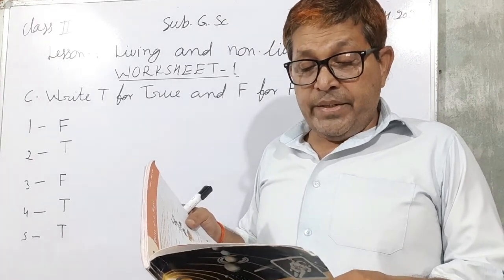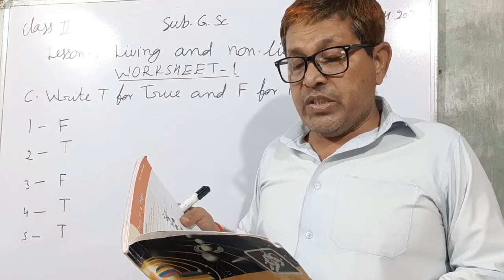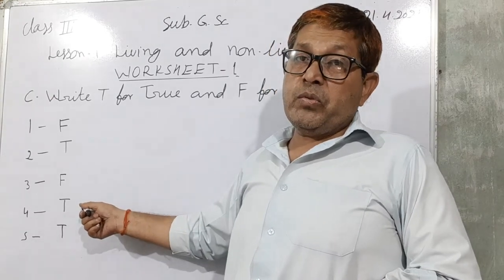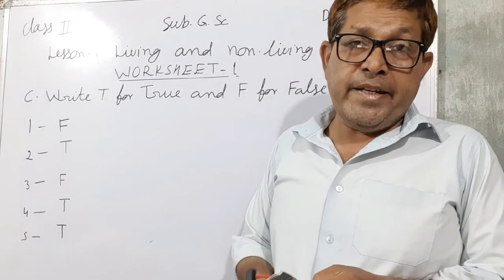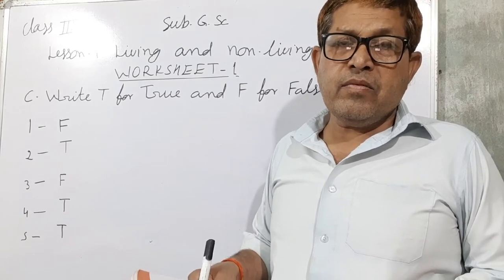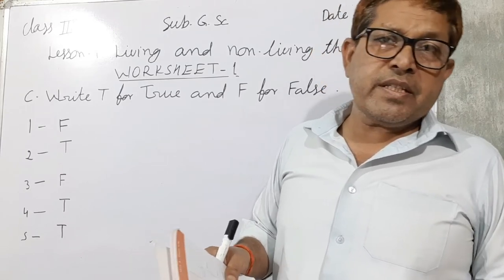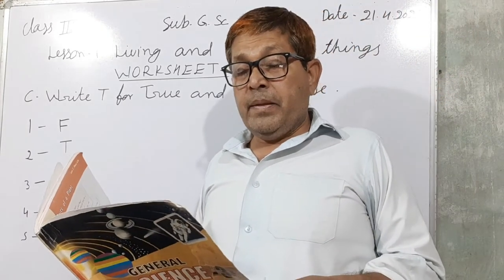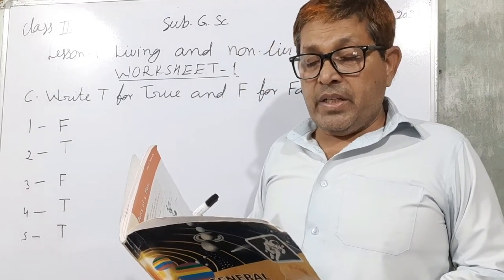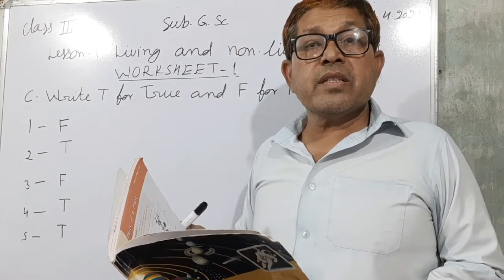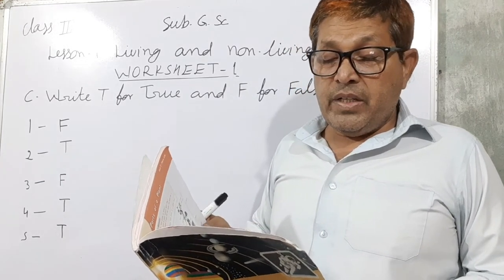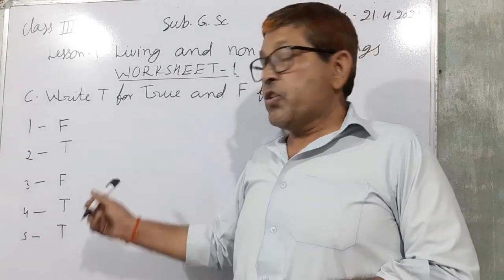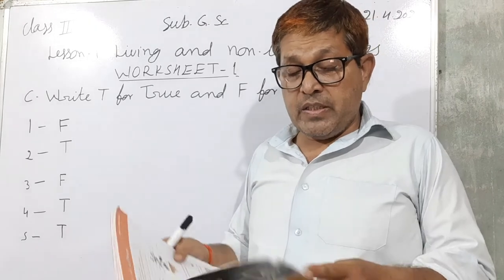Now, a hen lays eggs from which chicks come out. Yes, it is fourth. It is true. Now next, the sunflower turns towards the sun. It is true. So this is true and false.